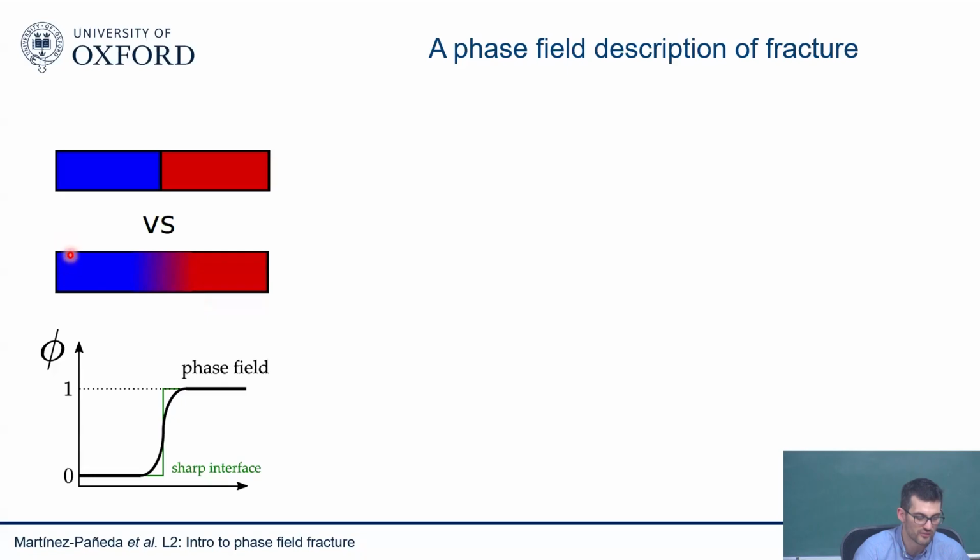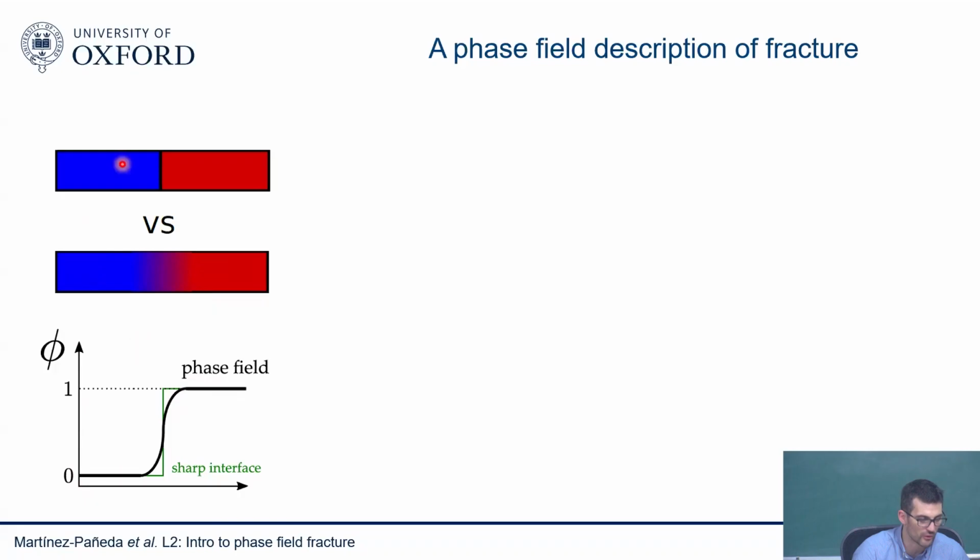So you will see here the phase field takes a value of 0 in intact material points, in the blue area, and a value of 1 in the red area, which could be fully cracked material points, for example. And then it will vary smoothly in between.